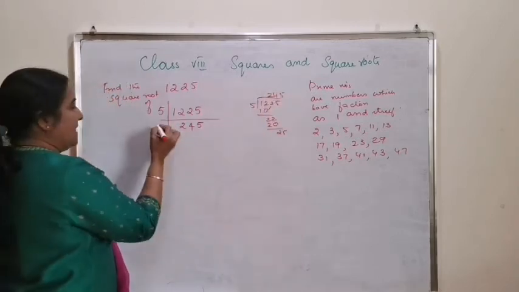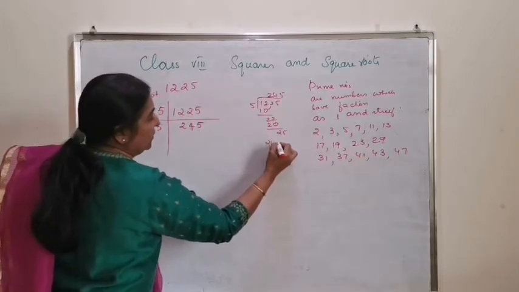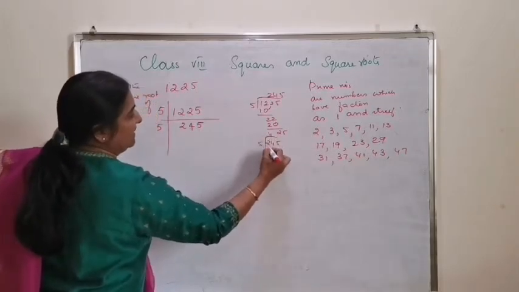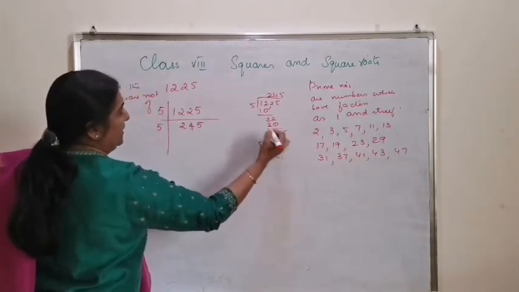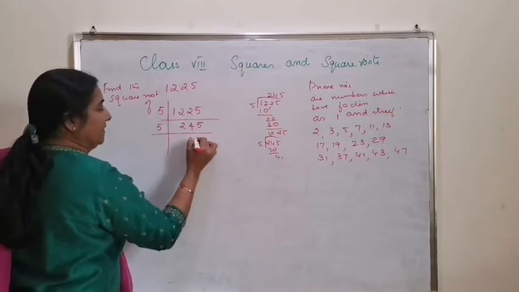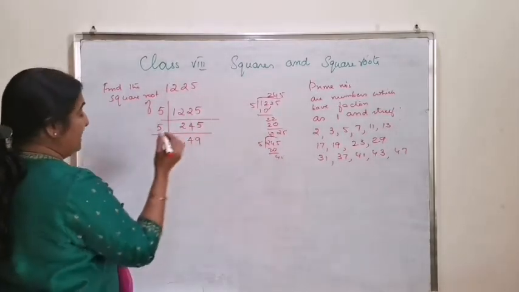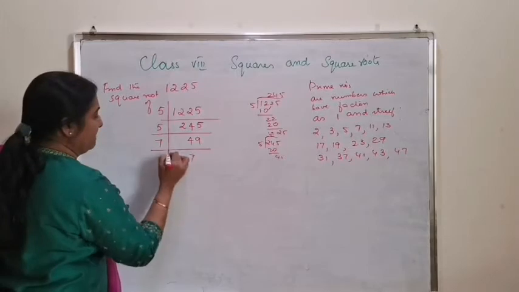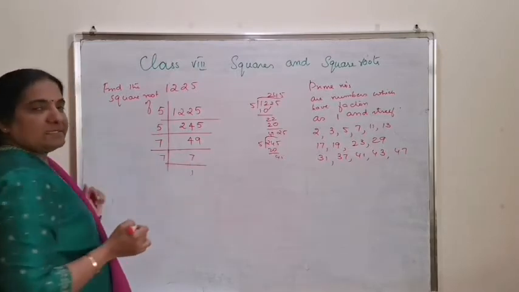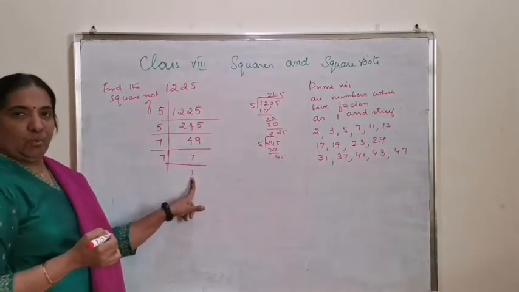245. Again with the prime number 5. 245 divided by 5, 49. The next prime number is 7. 7 till the remainder turns to be 1.